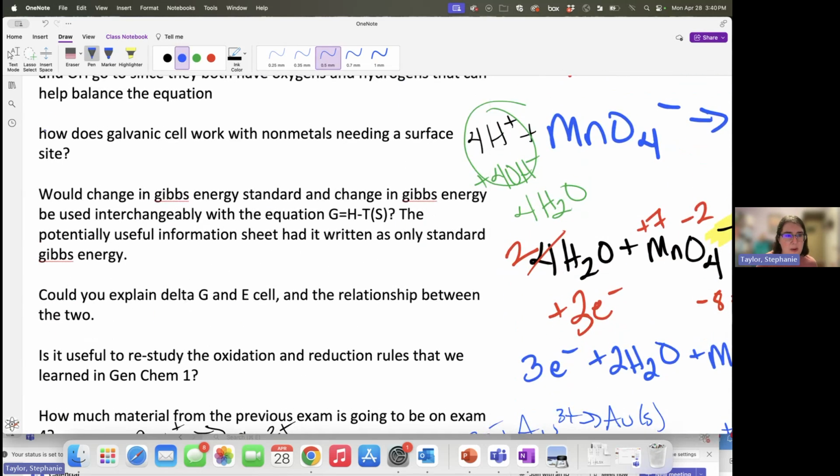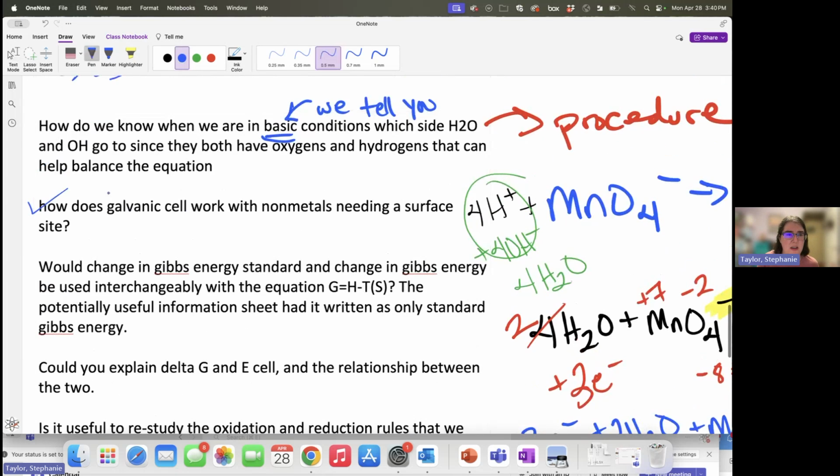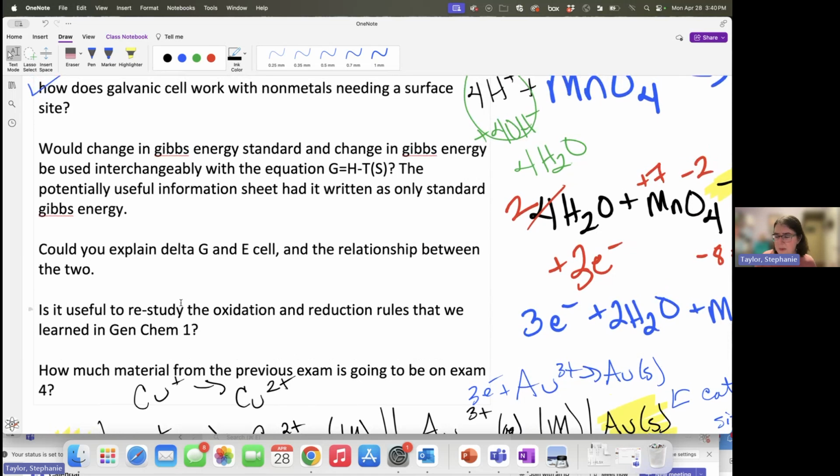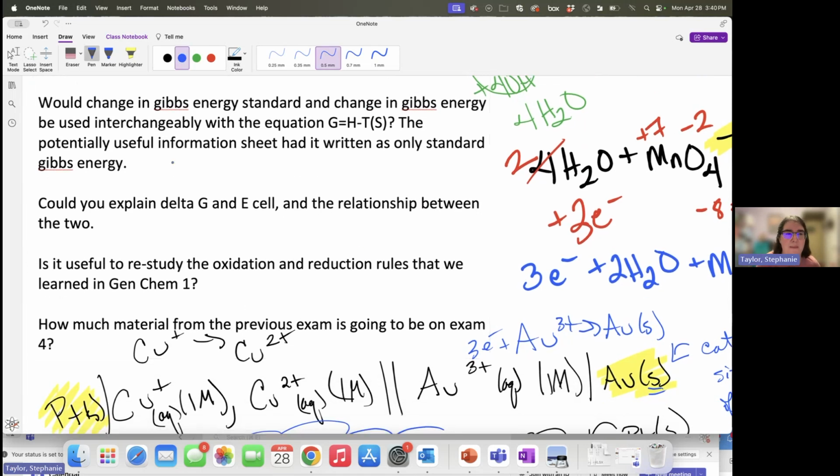So I'm going to hope that that was enough for how galvanic cells work with nonmetals needing a surface site. I'm going to hope that's enough information in there. I know some people really like a lot of the engineering that goes into that, and I try to find better pictures of that, but that's where I'm at for right now.